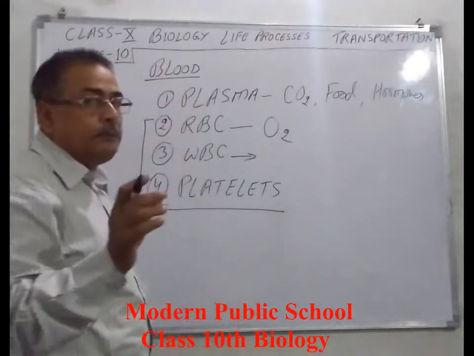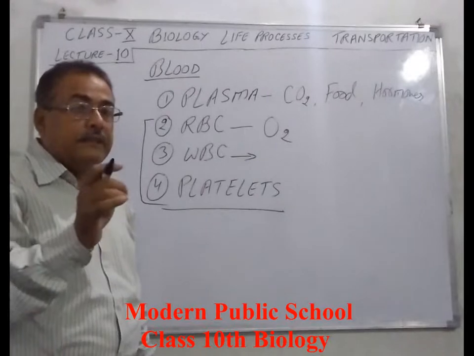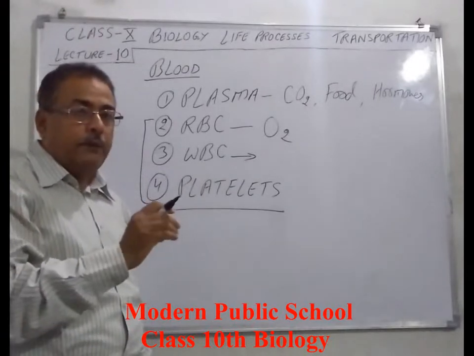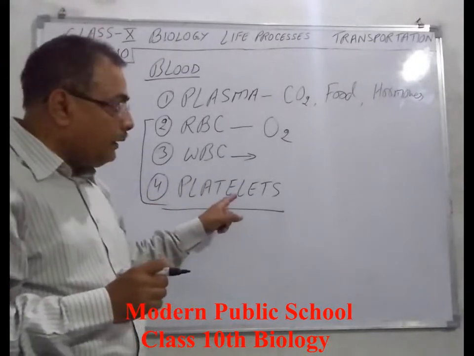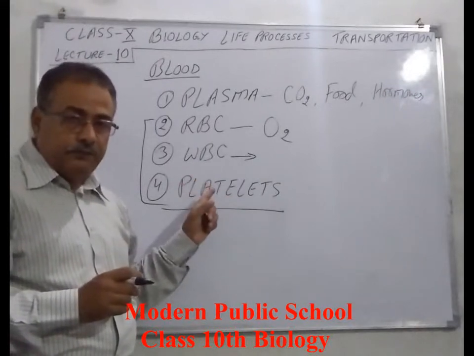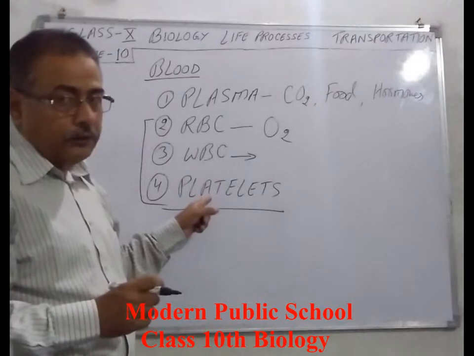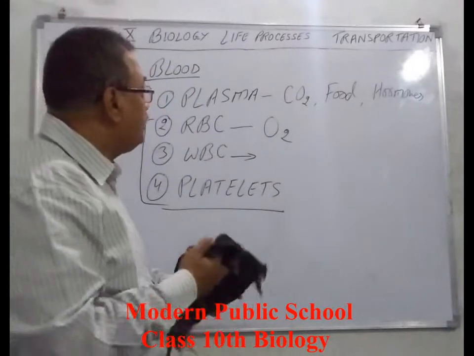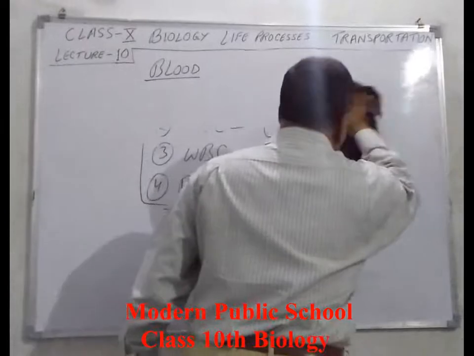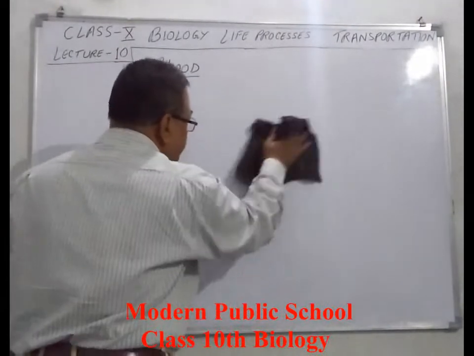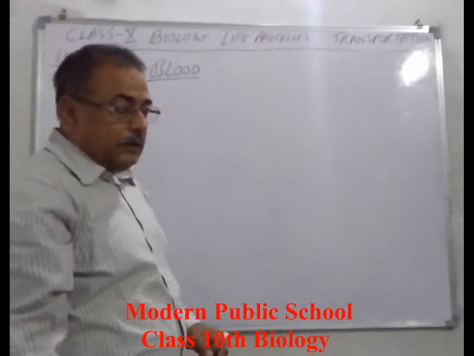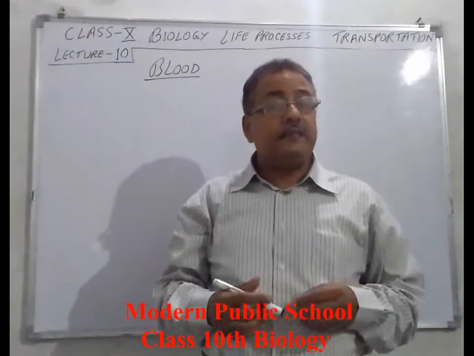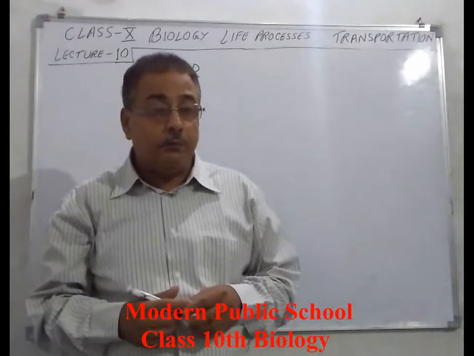And platelets help when the blood vessels are ruptured and the blood oozes out. Ultimately, within 10 minutes, the blood will clot at the site of puncture. Platelets are very essential for the clotting of the blood. Blood also transports some salts. There are different kinds of blood vessels, as we will discuss later on, that is veins, arteries, and capillaries.